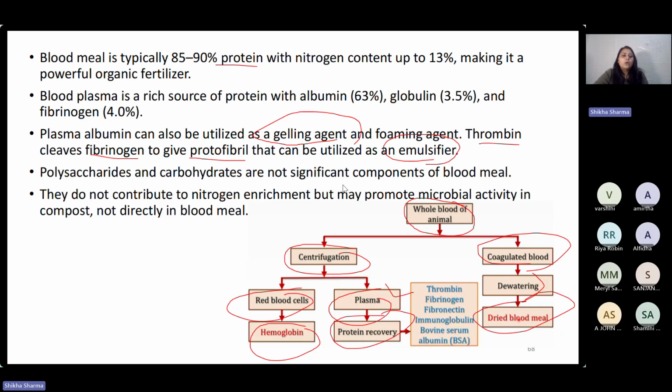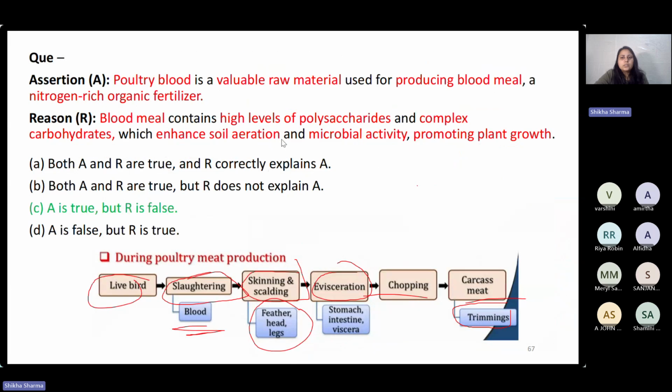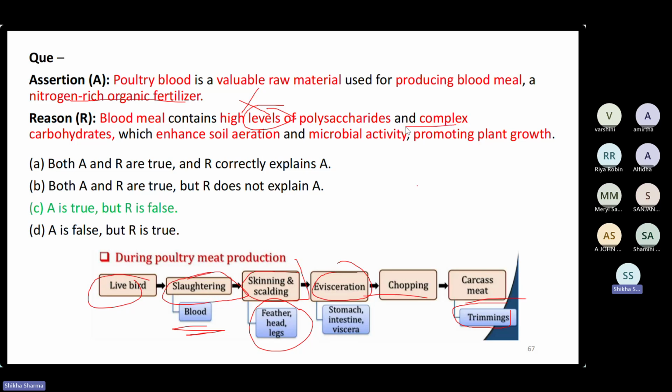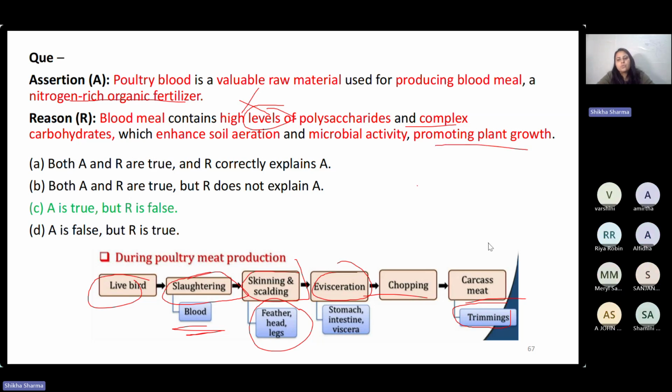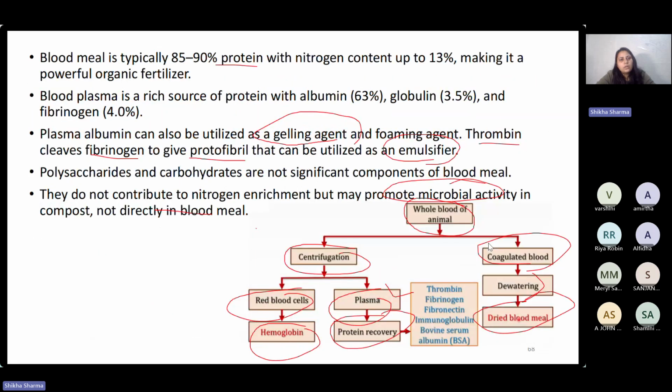The polysaccharides and carbohydrates are not there much in the blood meal, and they do not contribute to the nitrogen enrichment. These carbohydrates may promote microbial activity in compost, not directly in the blood meal. So poultry blood is a very good source of nitrogen-rich organic fertilizer because it has a high amount of proteins, and the blood meal has a low amount of polysaccharides. So the assertion is true here, but the reason is false. It says it has a high amount of complex carbohydrates and polysaccharides, which is false because they are not there, and which enhance soil aeration and microbial activity and promote plant growth. So this is wrong: the assertion is true, but the reason is false.